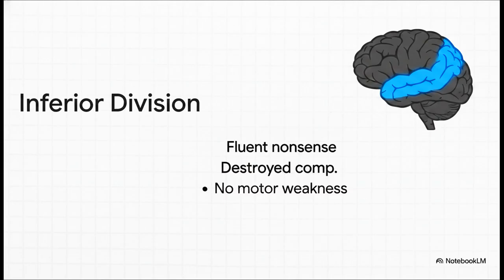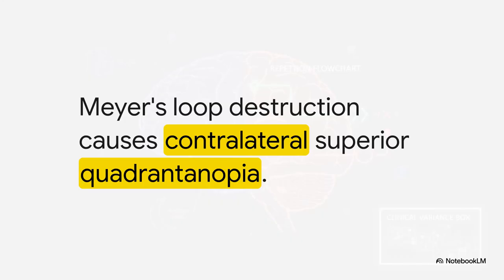Comprehension is strictly destroyed. But look at that last point. There is an absolute critical absence of any motor weakness. The primary motor cortex is spared entirely in an isolated inferior division stroke. However, you will definitely find an associated physical deficit if you look closely. Because the inferior division passes right through the temporal lobe, it provides the vascular supply to Meyer's loop, the lower optic radiations.